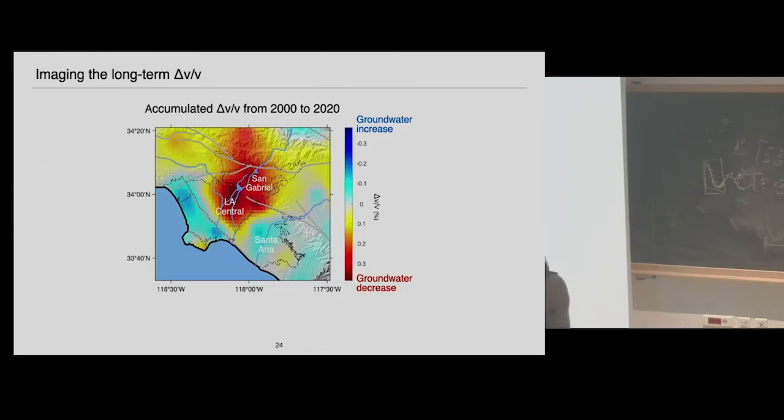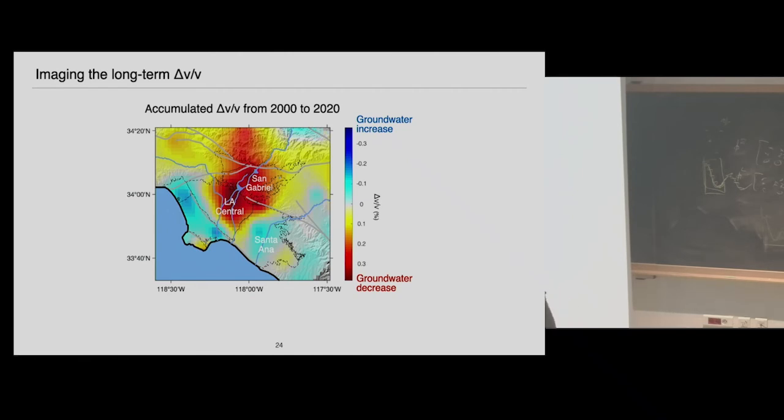So in the last part of my talk, I'm gonna look at the long-term changes of delta V over V. So showing here are the accumulated dV over V from 2000 to 2020. The reddish color indicates a cumulative decline of groundwater, and the bluish color a cumulative increase. So what we can see here, the cumulative changes in different basins are quite different. In LA Central and San Gabriel basins, we see that there is much less water now than 21 years ago. But in Santa Ana Basin, it seems in the long term, the groundwater recovers, even with a slight increase.